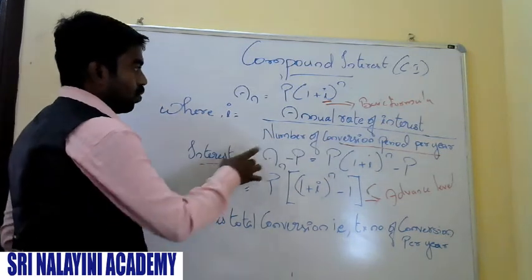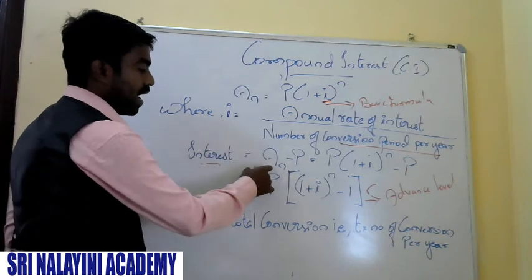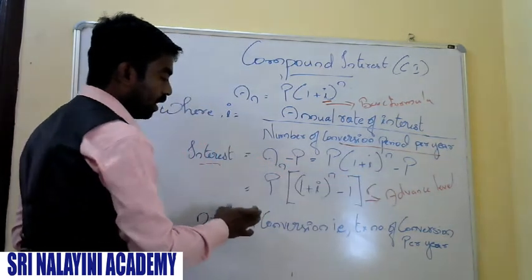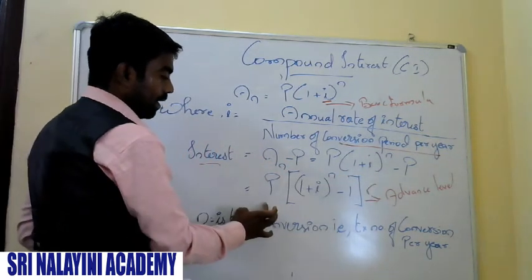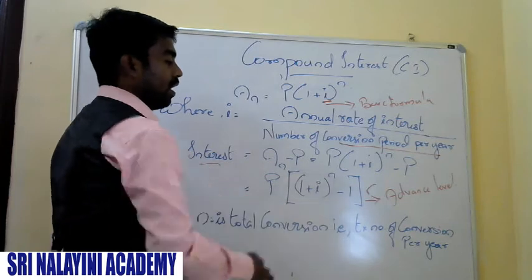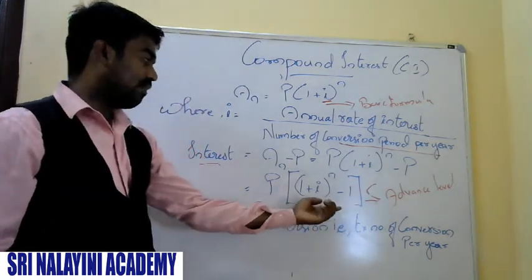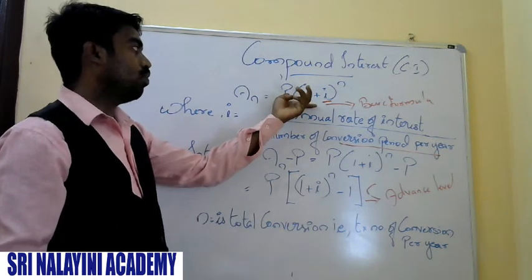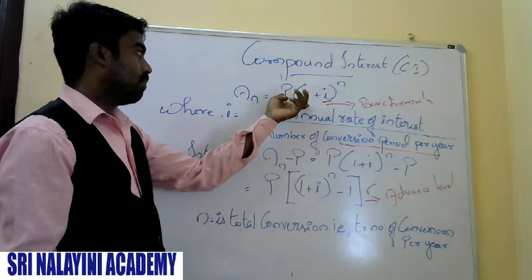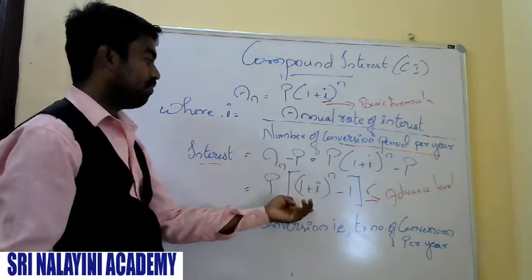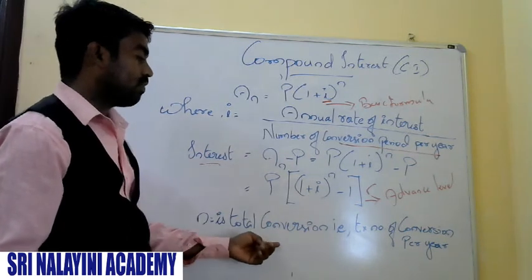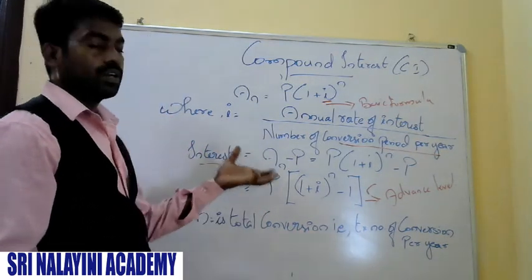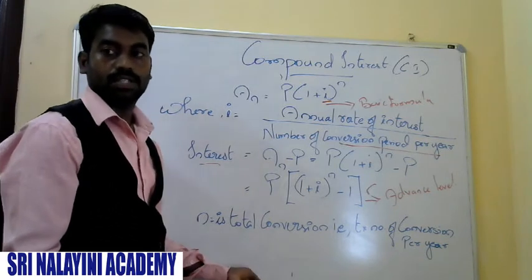Now we are going to find the interest. Interest is equal to AN minus P, where AN is P(1 plus I) power of n, minus P. This is the advanced level that you will get in the exam, and the basic sums come first. I will describe the basic sums, and then we will move to the advanced formula. n is the total conversions, and T is the number of conversions per year. I think you are clear on the compound interest formula. Please note this down.